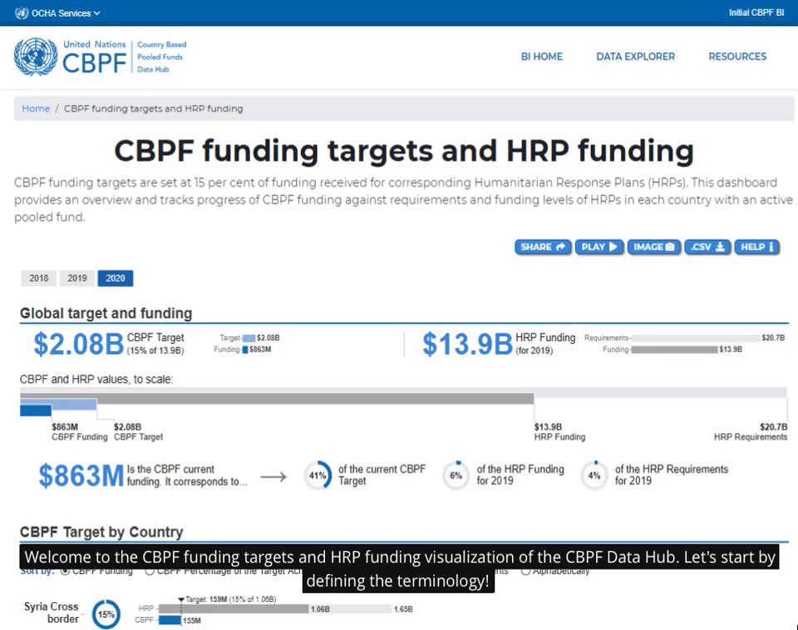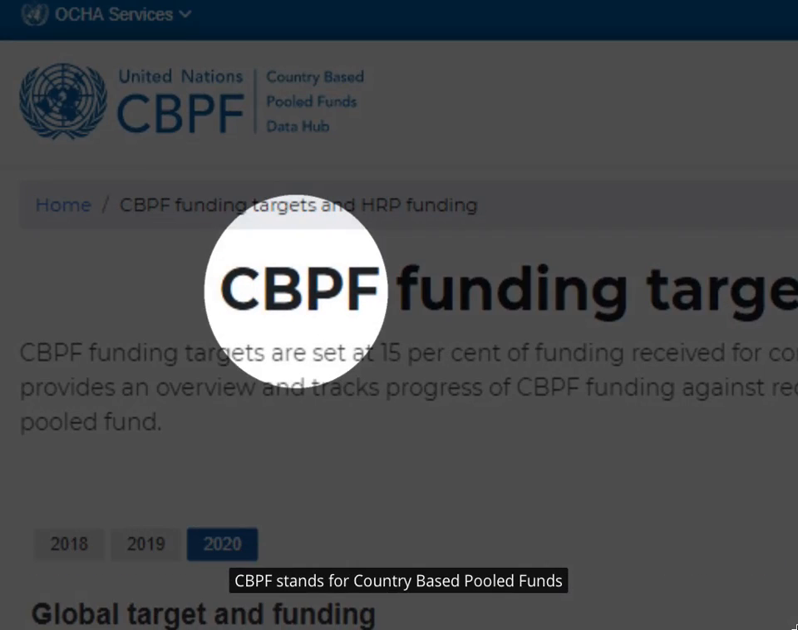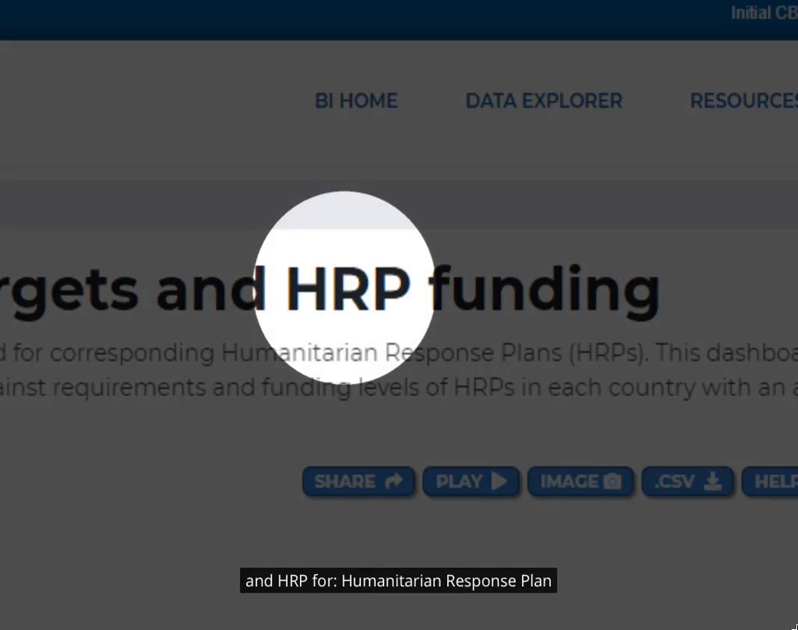Welcome to the CBPF funding targets and HRP funding visualization of the CBPF Data Hub. Let's start by defining the terminology. CBPF stands for Country-Based Pooled Funds, and HRP for Humanitarian Response Plan.